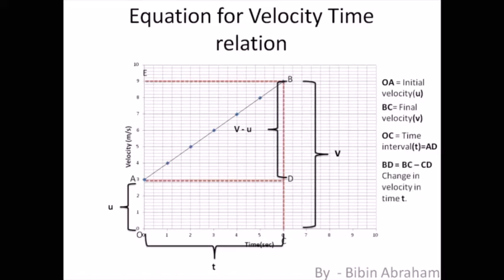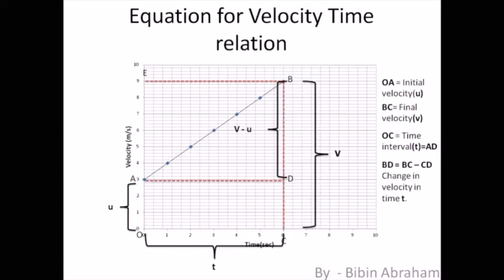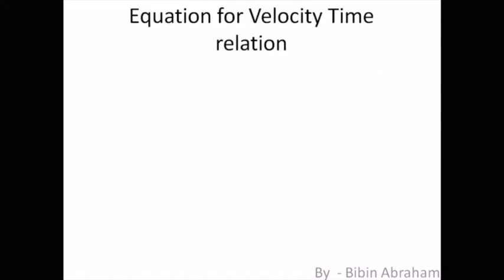BD is the change in velocity. That means final minus initial velocity, that means BC minus CD. You just write these things. These things will be important as we go further in our derivation. I hope these things are clear. So these are the labels here. Keep that in mind. Remember, we are finding a relation between velocity and time. So let's move forward.